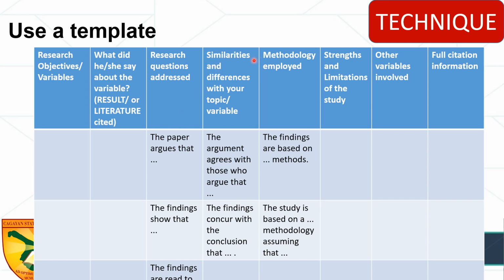And then look at the similarities and differences with your topic or variable. You can also put here the methodology used by that author, the research design, sampling method, and technique. And then you check the strengths and limitations of the study and look at other variables involved. These may be confounding variables, or other important variables that you can still insert in your research objectives. And the most important part is you need to put the full citation information. Later, I will show you techniques on how to easily do the citation.